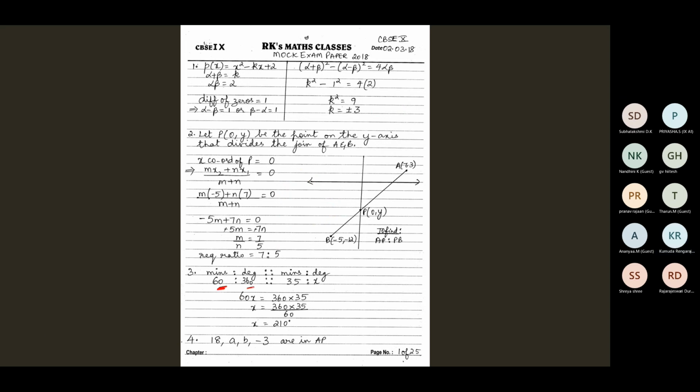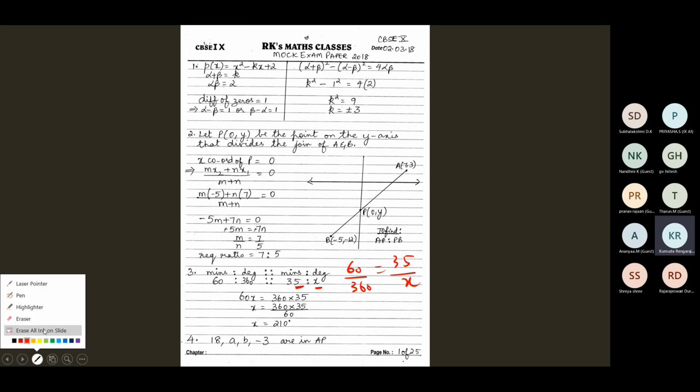60 minutes, 360 degrees. 35 minutes, what is the angle? The minute hand needs 60 minutes to trace a circle or to go through 360 degrees. Then in 35 minutes, what will be the angle? Product of extremes. Or you can just write 60 by 360 is equal to 35 by x, cross multiply and get it. Fourth one, if you can take a screenshot now, I'll just clear the slide.